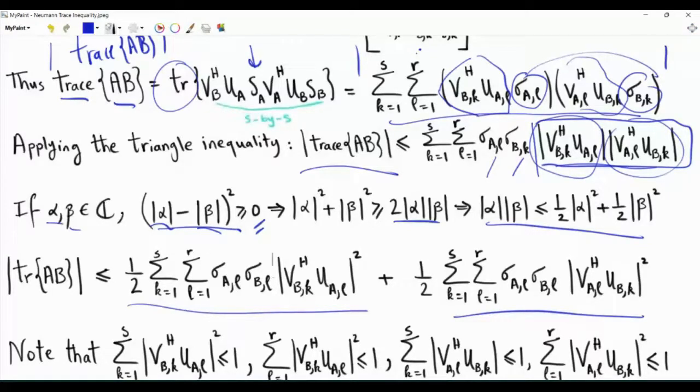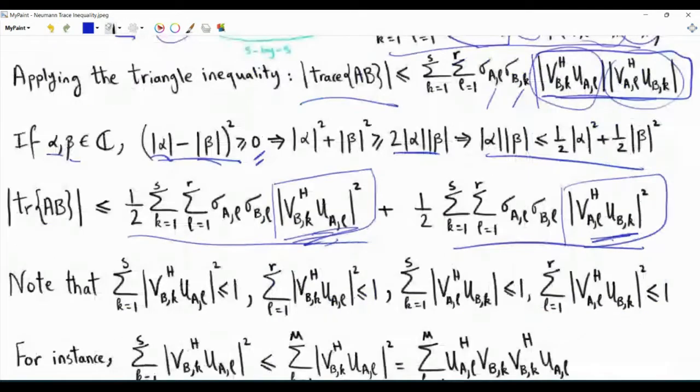Now let's investigate those guys here. We wish actually that those guys sort of disappear because we want the upper bound on the magnitude of trace AB to depend only on the singular values. We don't want the singular vectors to appear in the picture. So if we investigate this quantity or that quantity, we'll discover that if you sum any of these two quantities over k, or if you sum over l, then you get a sum that is upper bounded by unity.